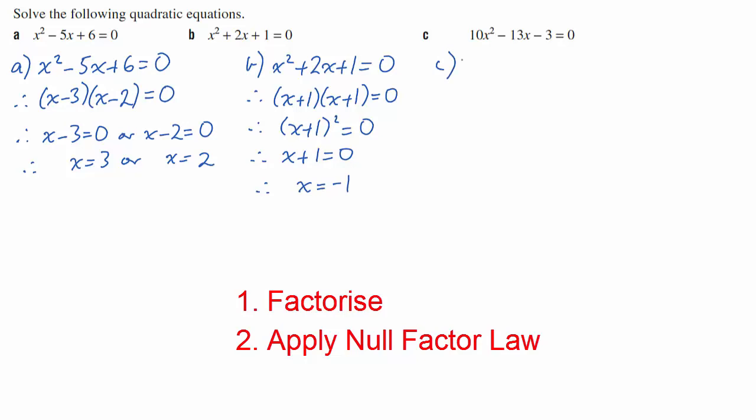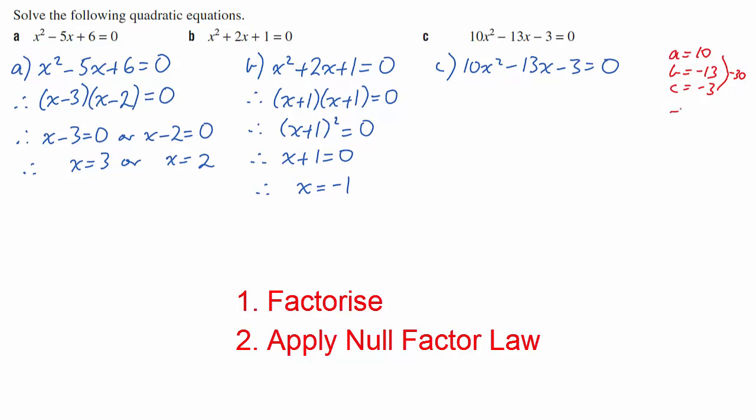Our final example is 10x squared minus 13x minus 3 equals 0. And here we have a is 10, b is negative 13, and c is negative 3, so ac is negative 30. Two numbers multiplying to give negative 30 and adding to give negative 13 are negative 15 and 2. So let's rewrite that negative 13x as negative 15x plus 2x.